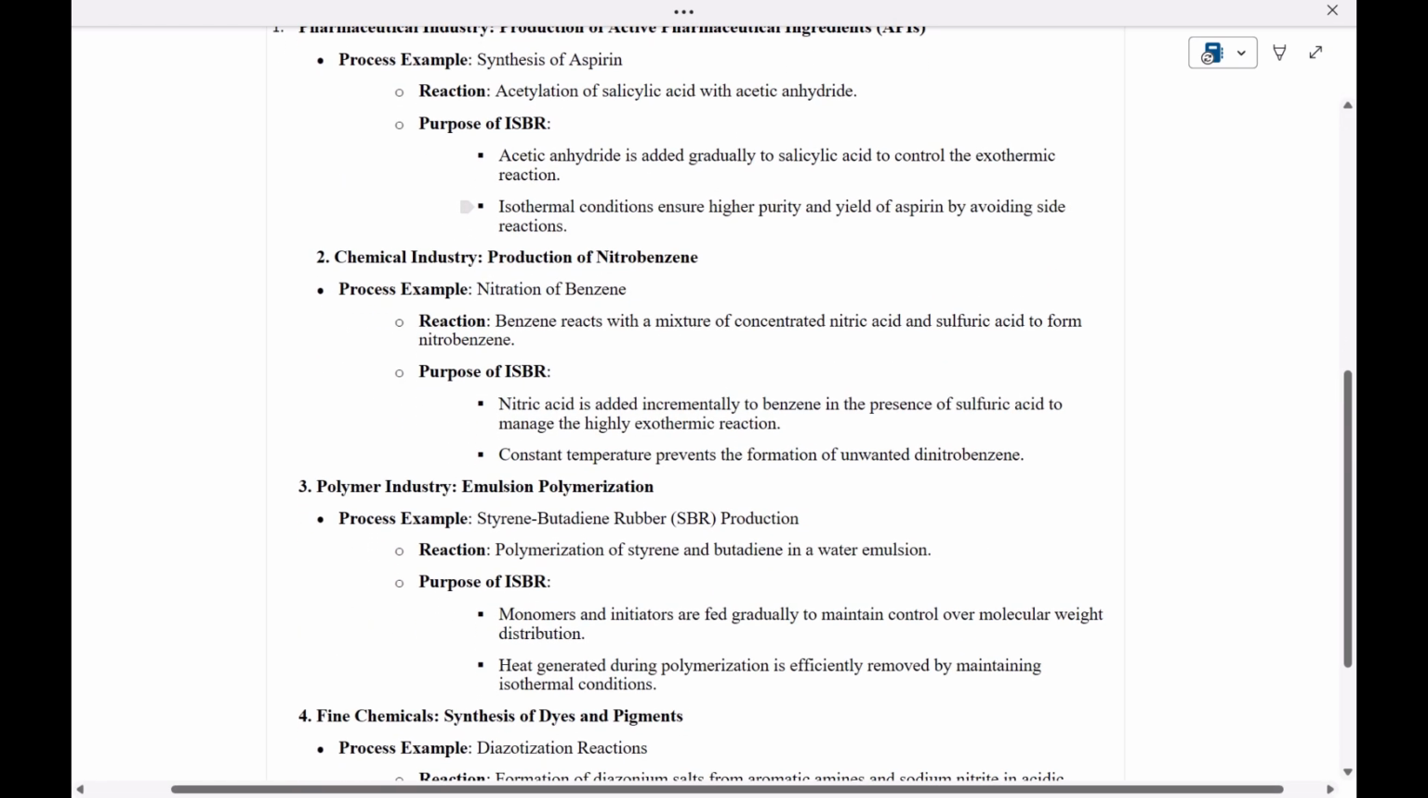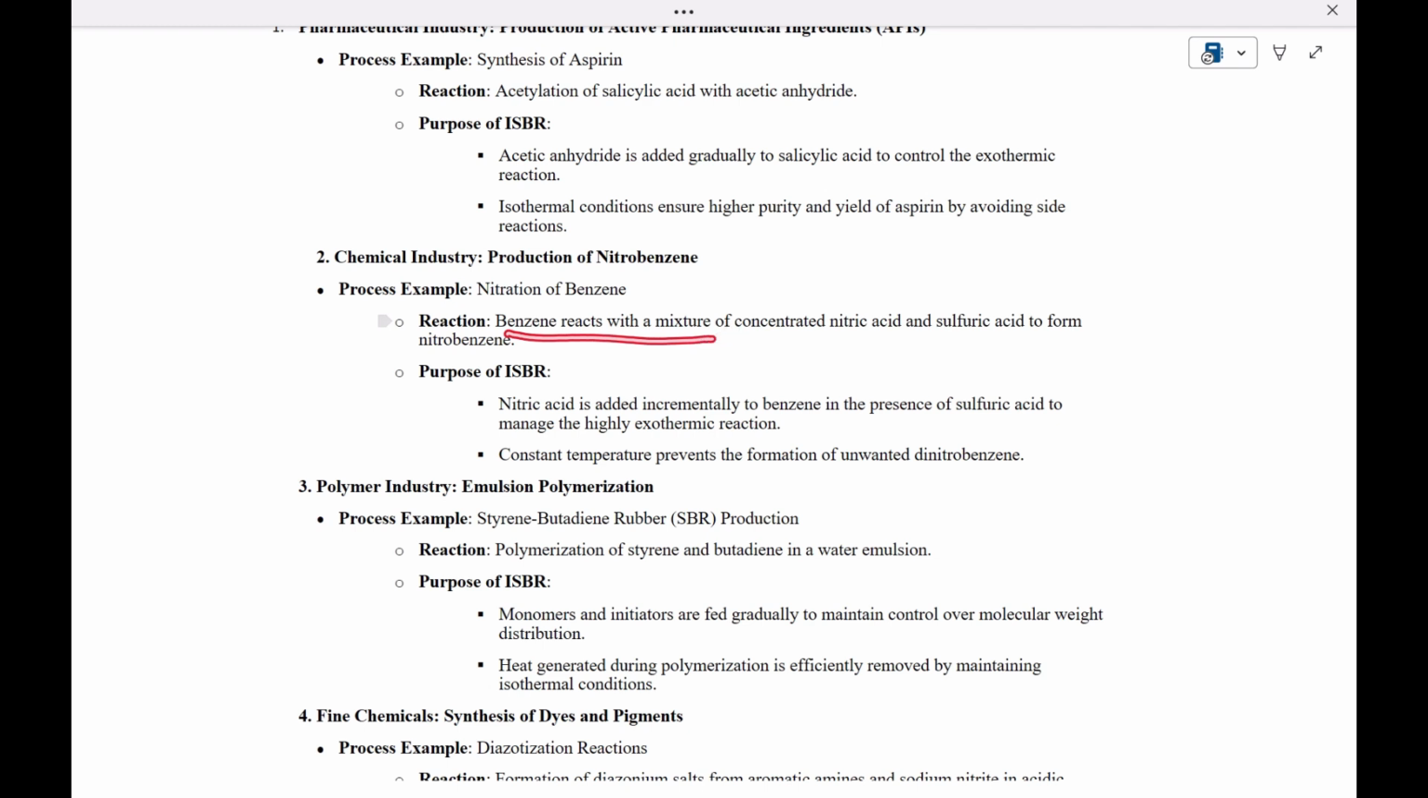Second one, in chemical industries, production of nitrobenzene. Now, if you look into the process example, nitration of benzene is done, and in the reaction, benzene reacts with a mixture of concentrated nitric acid, that is HNO3, and sulfuric acid, that is H2SO4, to form nitrobenzene. Now, nitrobenzene is a synthetic oily flammable liquid and it is used as a solvent in production of aniline dyes and drugs, which makes it an industrially important solvent.